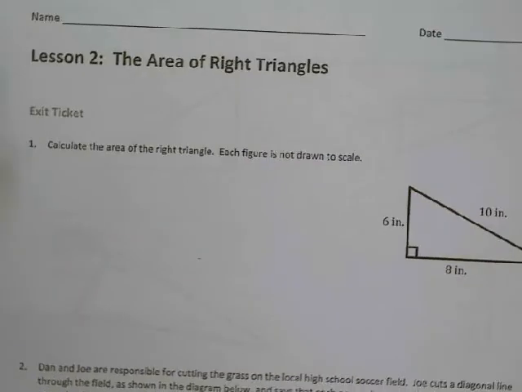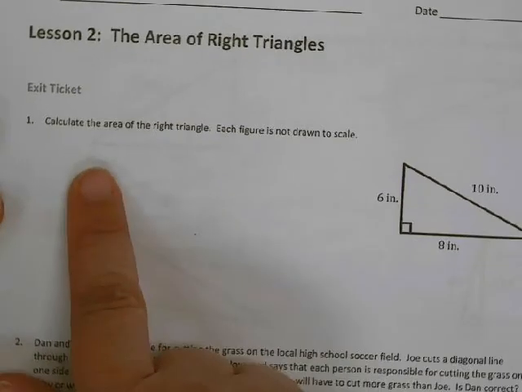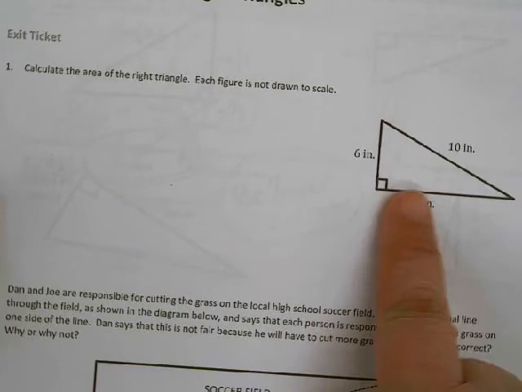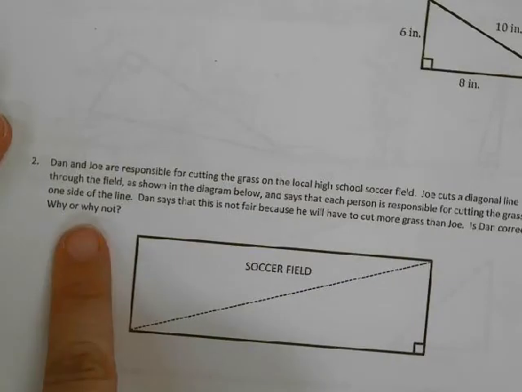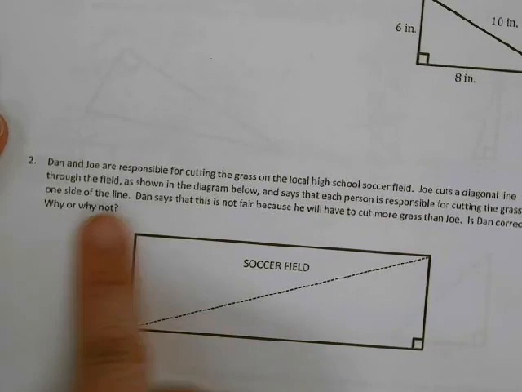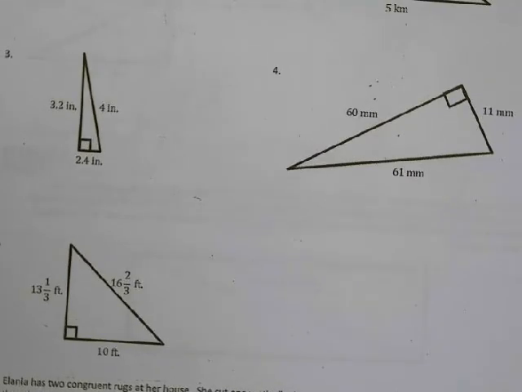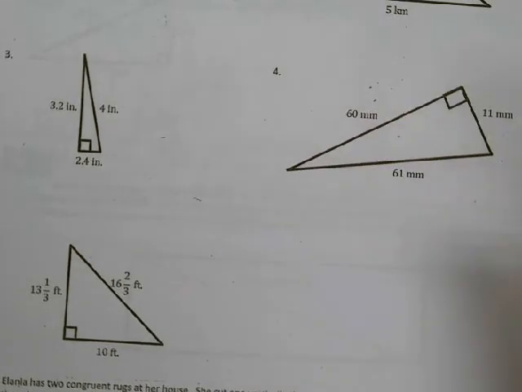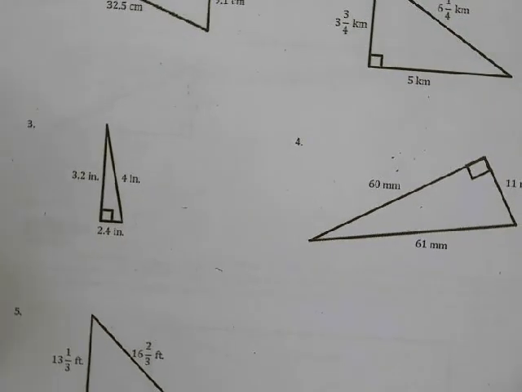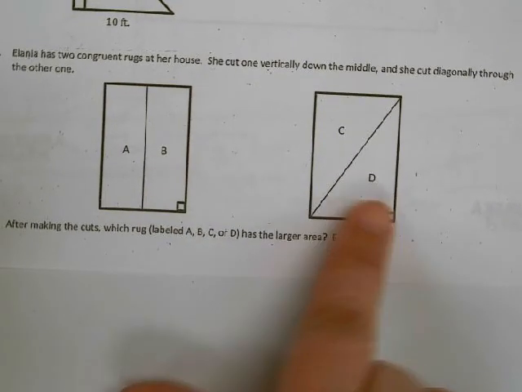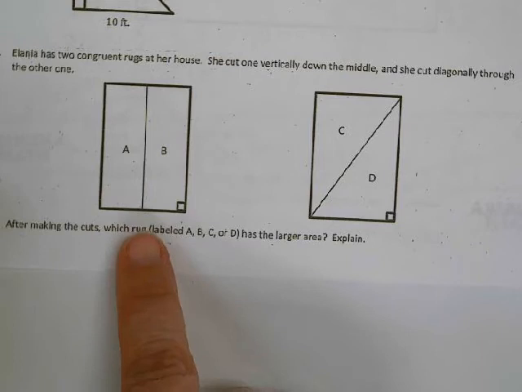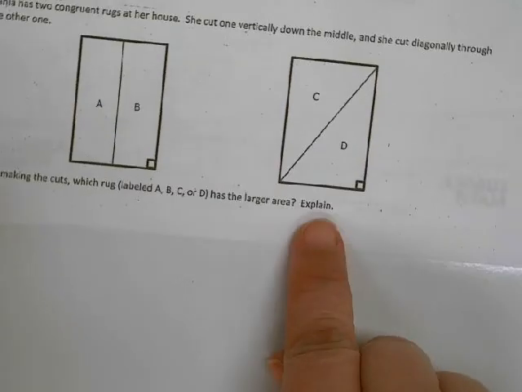Today's assignment on the exit ticket, you are going to, for number 1, calculate the area of this triangle here. For number 2, you'll need to read it and answer the question based on the image that is provided for you. On the back, you are doing 1 through 6. If you don't have enough room, feel free to add another piece of paper. So 1 through 5 is calculating the area of a triangle, and number 6, they have you comparing 2 rugs, and I want you to make sure that you're answering the question completely because it asks you to explain.